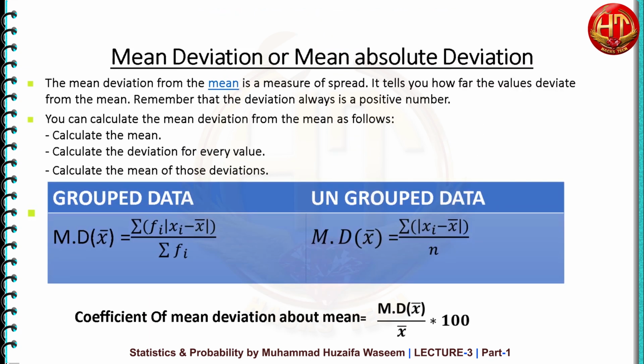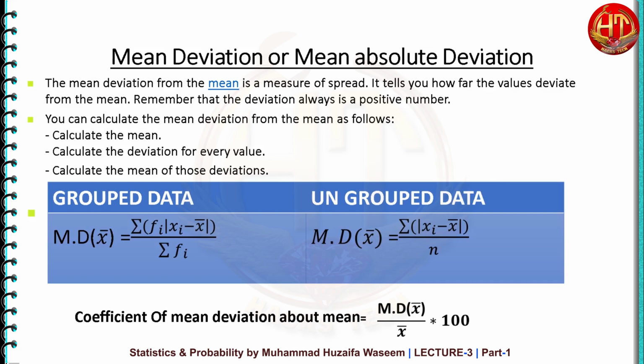Mean deviation or mean absolute deviation. The mean deviation from the mean is a measure of spread. It tells you how far the values deviate from the mean. Remember that the deviation is always a positive number. So you can calculate the mean deviation from the mean as follows.